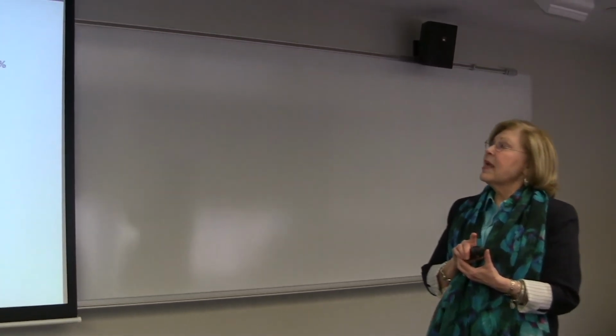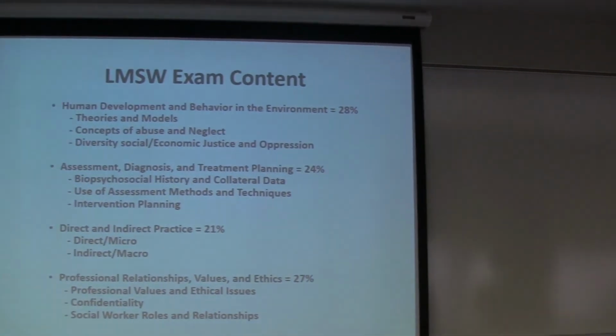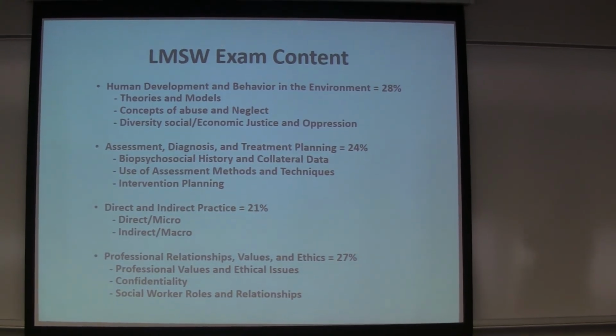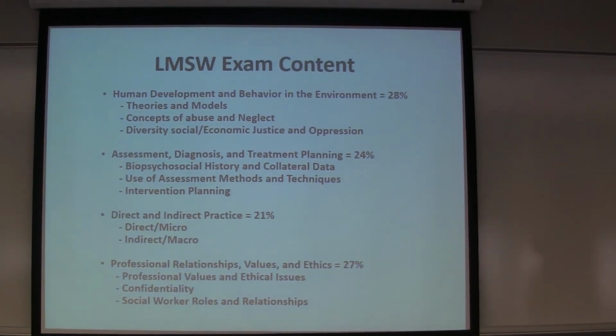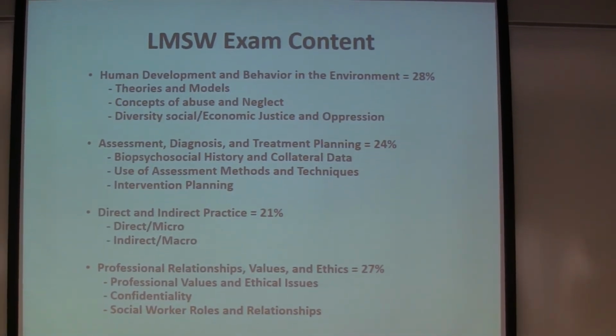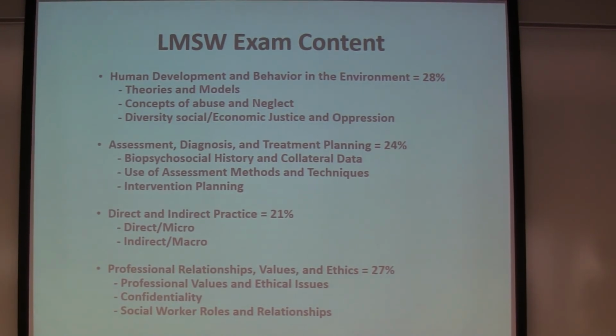So, about the content. As I said earlier, there are 4 content areas, and here they are. Human development and behavior in the environment, 28%. Assessment, diagnosis, and treatment planning, 24%. Direct and indirect practice, 21%. And professional relationships, values, and ethics, 27%.